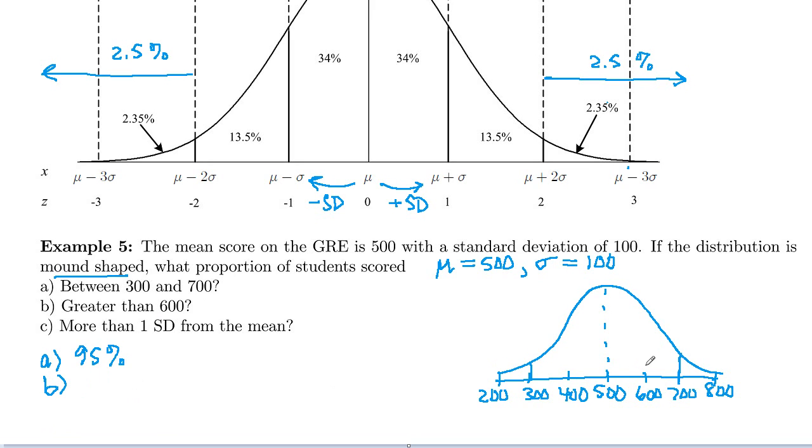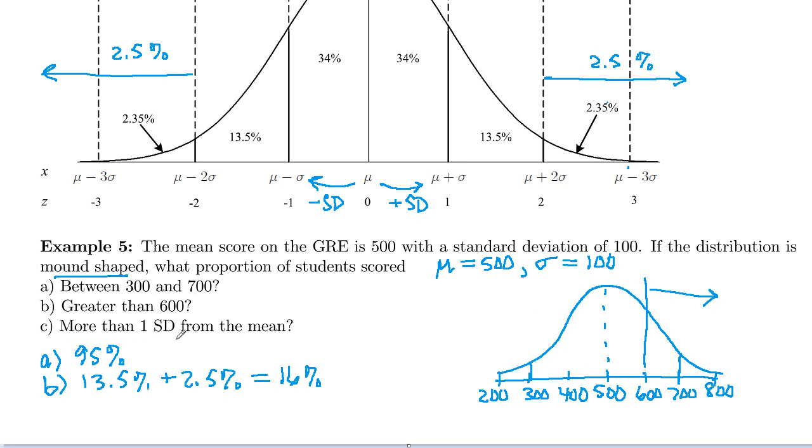So greater than 600 is to the right of 600. That's one standard deviation above, so that's this area in here and this area to the right. So that's going to be this 13.5% plus the 2.5%. So this would be 13.5 plus 2.5, which is 16%. So 16% of the people that took it should have scored higher than 600.